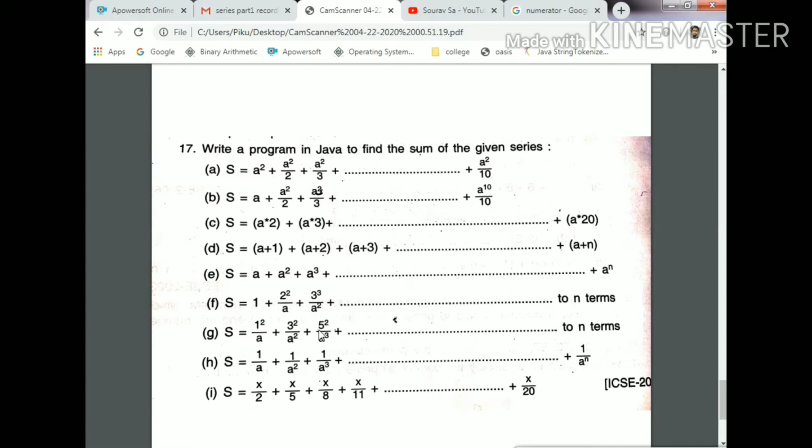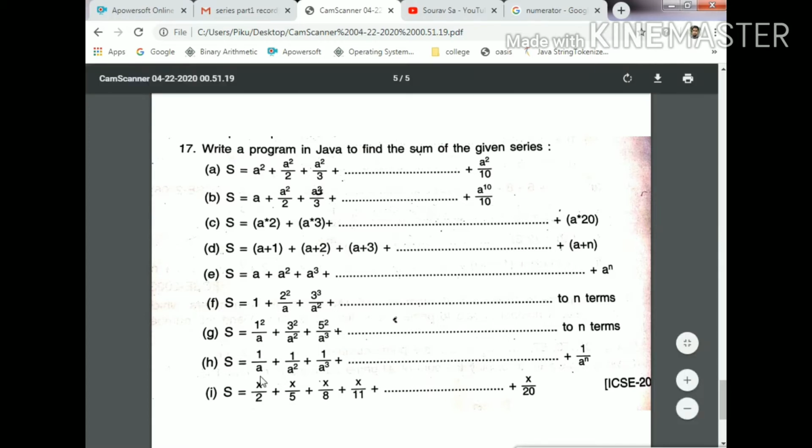Just see this one. If the user enters 3 terms, those 3 are the answer. If the user enters N, it means values till N. That is the difference between N and N terms. So you can see there are 2 unknown values, that is A and N. In question number I, you can see only one unknown figure, that is X.